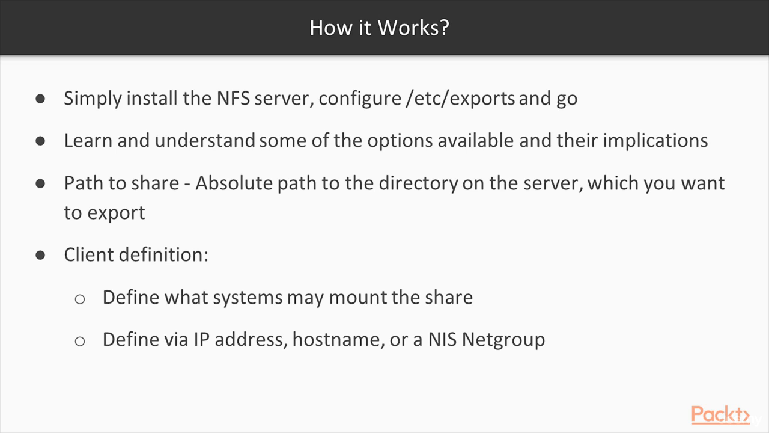Client definition. This is how we define what systems may mount the share. You can define it via an IP address, hostname, or a NIS netgroup. If you are using NIS on your network, host names or IP addresses may be specified with a wildcard if desired, or you can specify IP addresses by CIDR block or with a net block. Note that host name lookups are done via reverse DNS records, so you must have them set up properly in order for it to work.